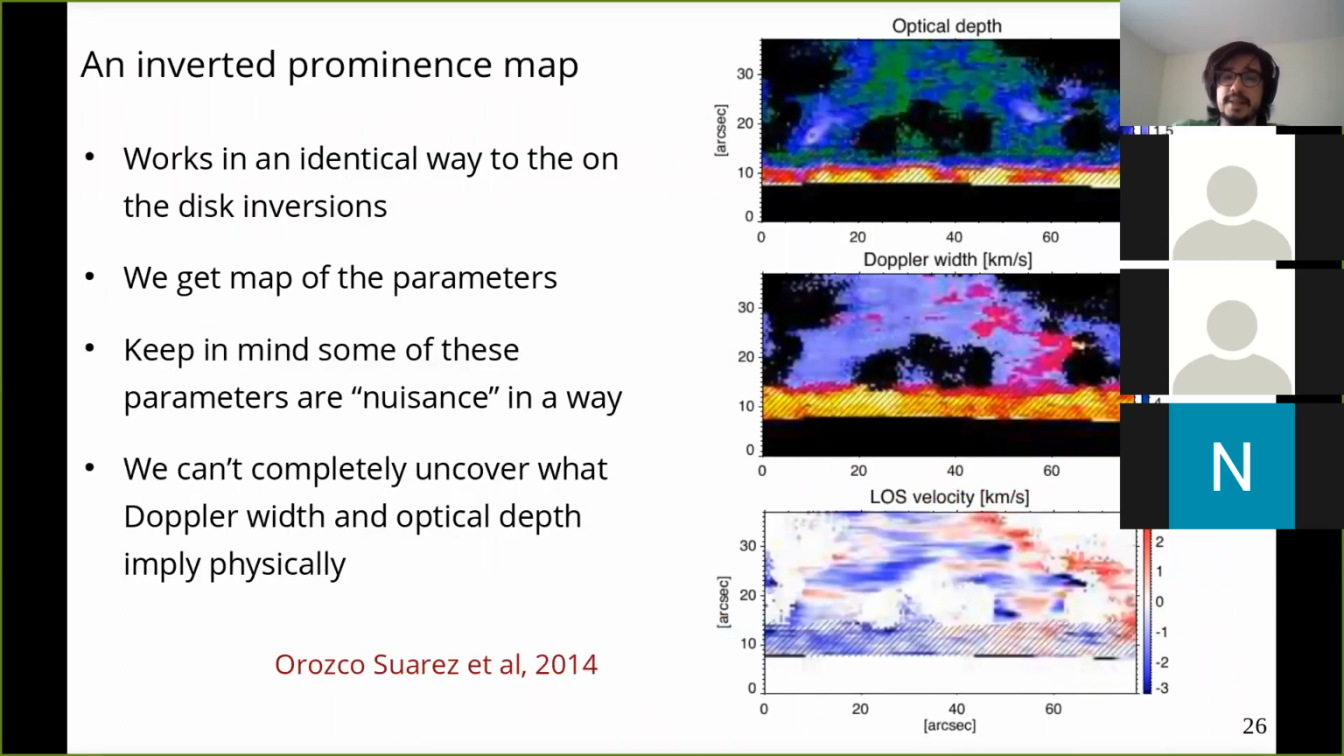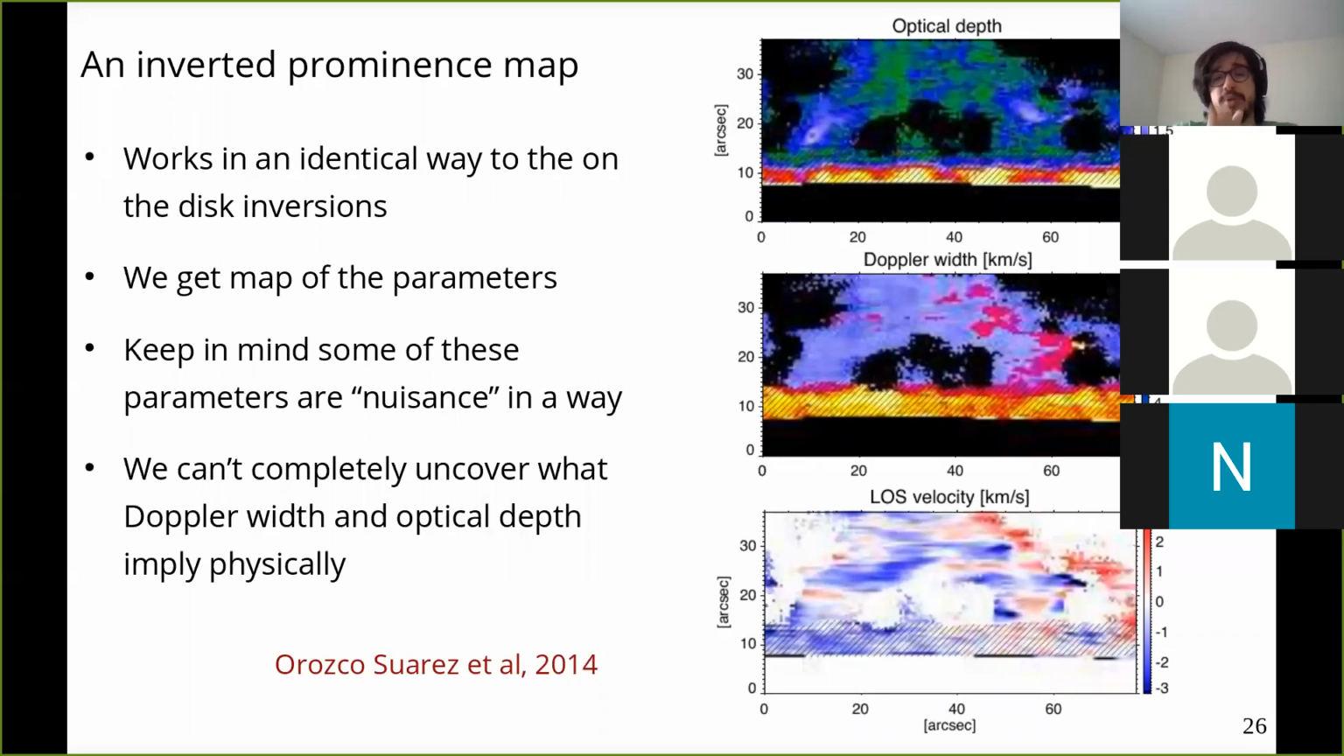And here are some of the results, right? So we get the maps of these parameters, and what I want you to stress is that in this model, some of the parameters don't have clear physical meaning, and I would call them nuisance parameters. And when I say a real physical meaning, I'm not saying that the physics is wrong. It's simply that we don't know how to interpret them.